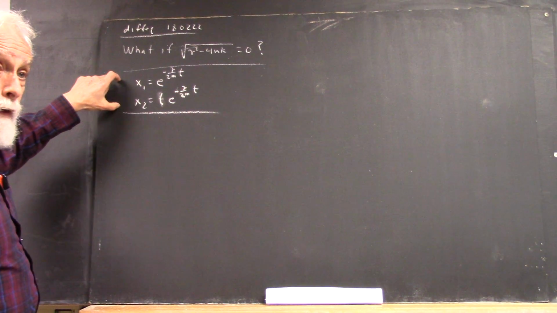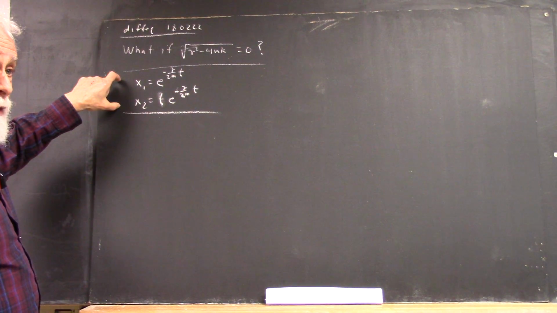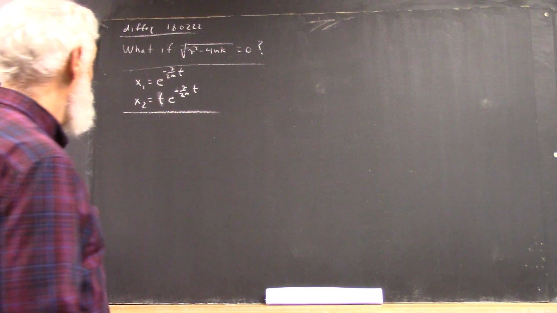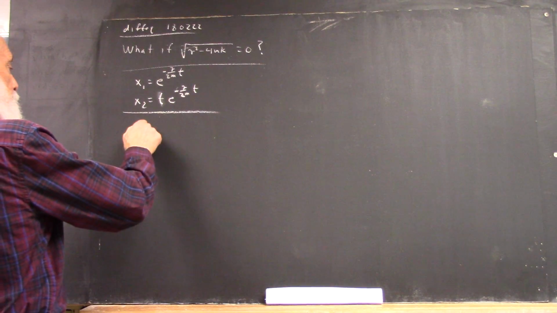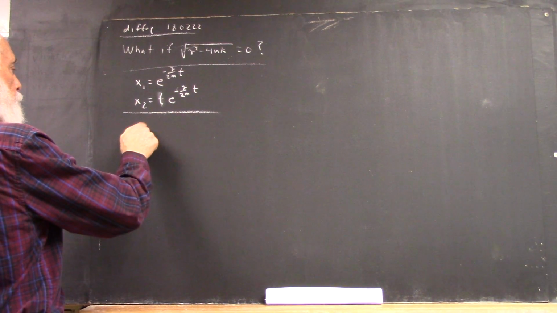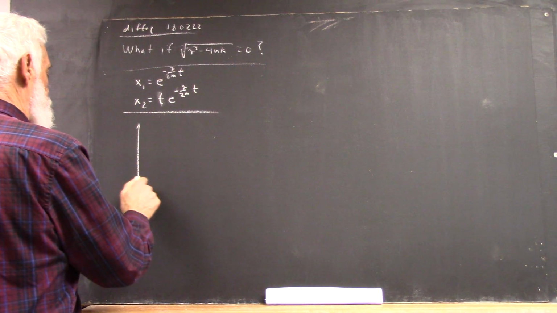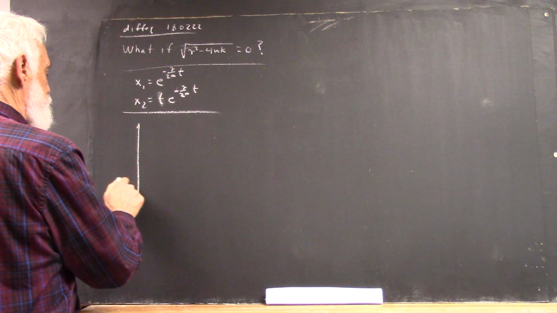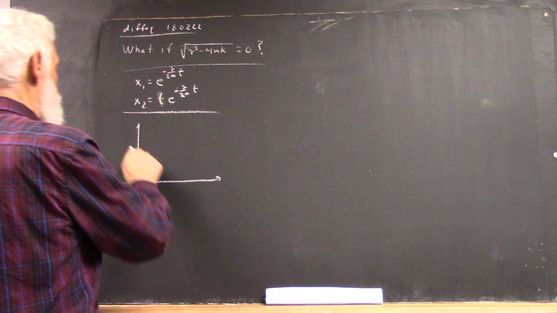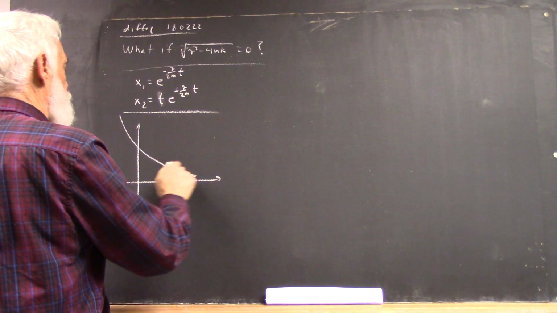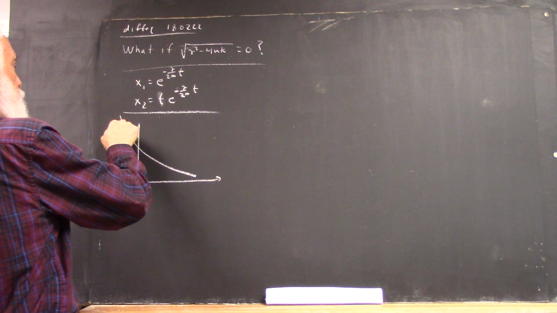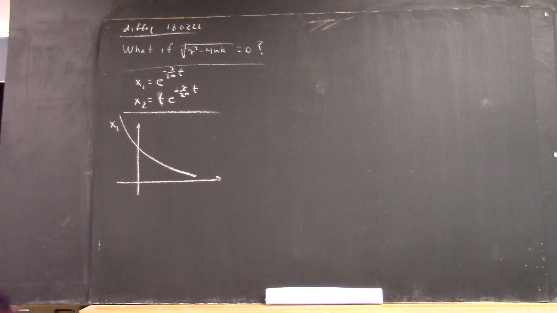Okay, so now we have our 2 solutions. What do the graphs of these solutions look like? So, first of all, our x1, well, it's going to be a decreasing exponential. So here's our x1 solution. What's our x2 solution going to look like?